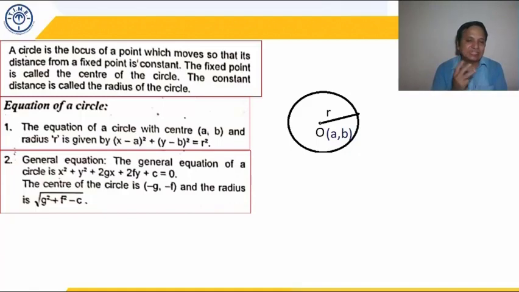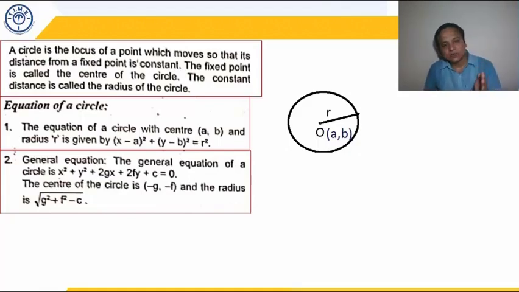Please remember, in a straight line equation there are two unknowns, so we require two conditions, or from 2 points a unique line can pass. For a circle there are three unknowns. If center is a comma b and radius r, there are three unknowns. If in the general equation it's g, f and c, three constants. So we require 3 points through which the circle passes, or three conditions.